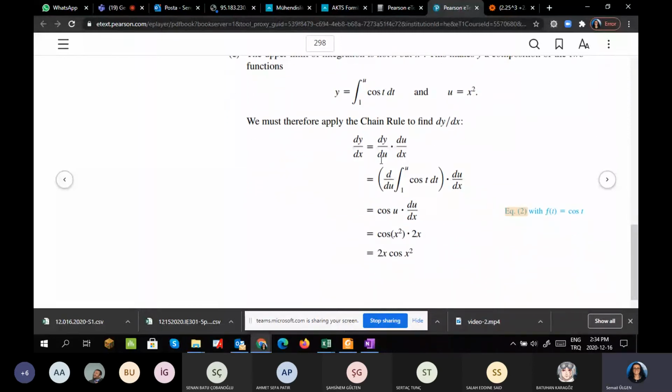The derivative of y with respect to u is, the integrand is cosine t. It's just cosine u. And what's the derivative of u with respect to x? u is x squared. Take the derivative, you get 2x. So the answer is cosine u times 2x. But instead of u, you have to substitute what u is in terms of x, and it is x squared. So we have cosine x squared times 2x as the answer. This is just a little bit different, as you would see. Any questions until here?